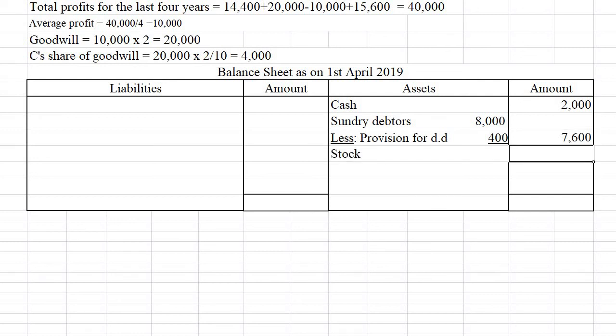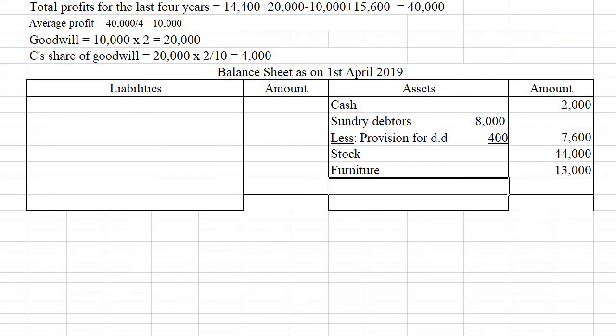Then next stock. Stock was an appreciation of 10%. That is written. So now it became 44,000. Then furniture. Furniture we have written here 13,000. Then we have building amounted to rupees 72,000. So building is written. Now let us see on the liability side.